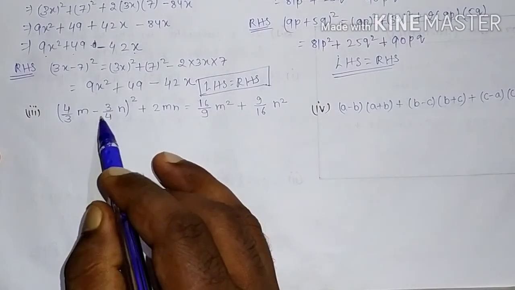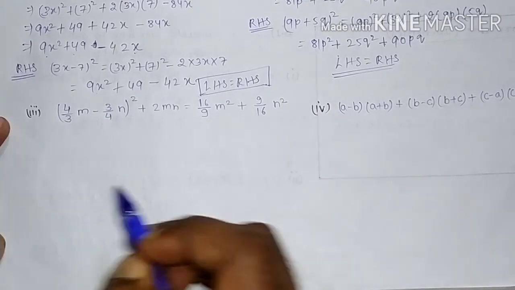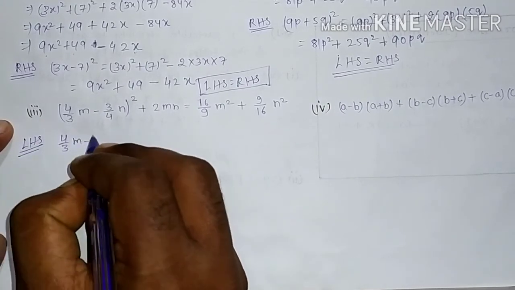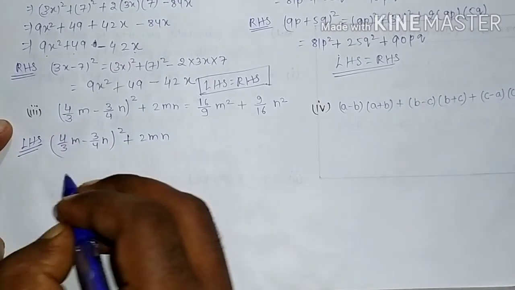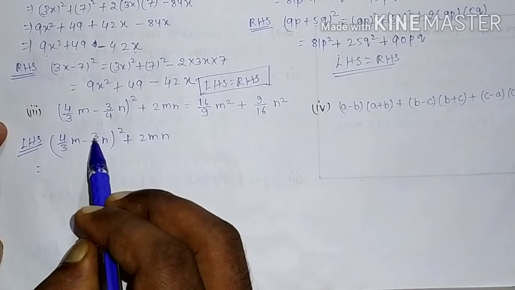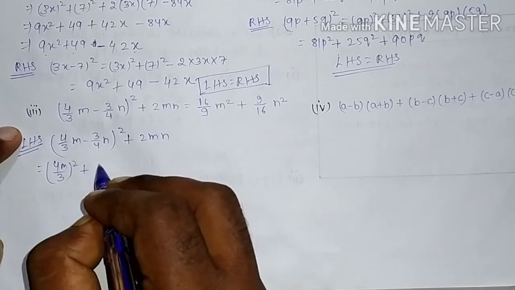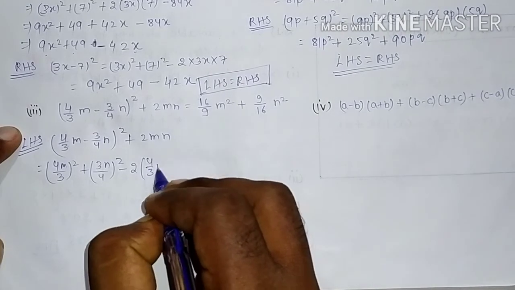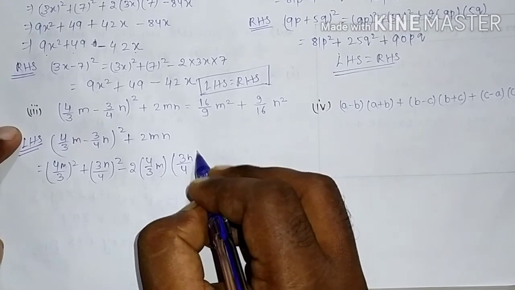(4 by 3m minus 3 by 4n) whole square plus 2mn, this expression is given. So let's simplify the LHS part. This expression is in the form of (A minus B) whole square. So just apply the formula. A square, that is (4m by 3) whole square, plus B square, that is (3n by 4) whole square, minus 2AB, where A is 4m by 3 and B is 3n by 4, plus 2mn.